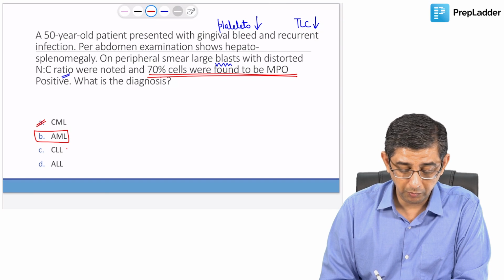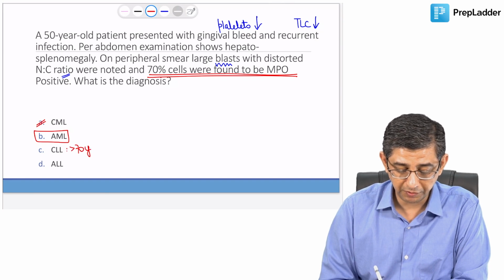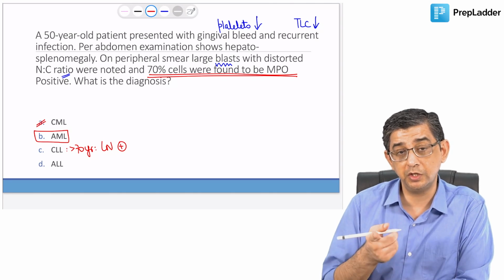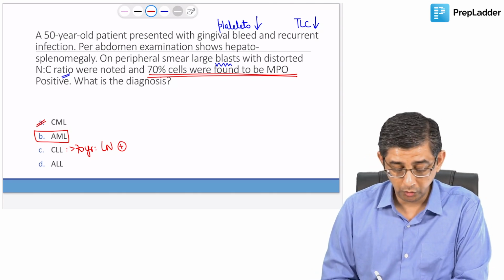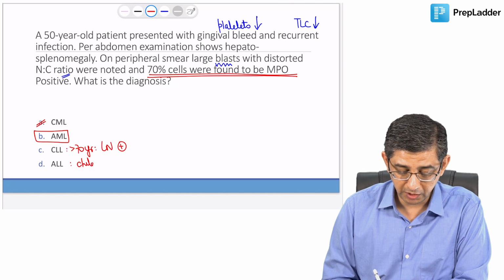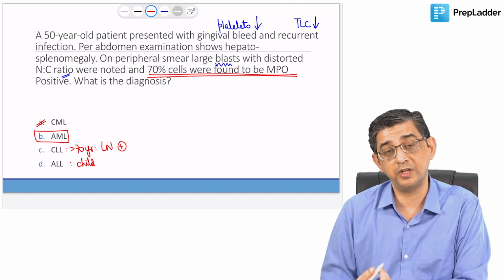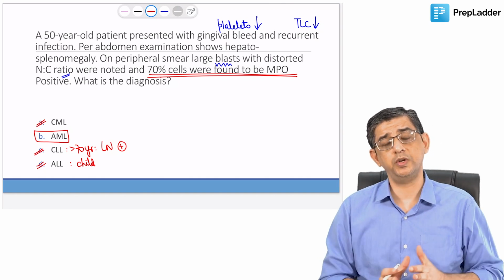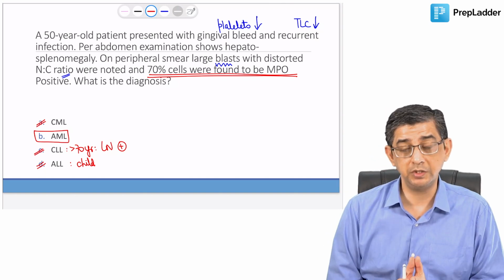Chronic lymphocytic leukemia usually develops after 70 years of age, and the presentation of the commonest blood cancer is lymphadenopathy, whereas in this question it was hepatosplenomegaly. Acute lymphoblastic leukemia will present in a child. You can see in this case the presentation is at 50 years of age. So you can rule out the remaining options by age of presentation itself and just getting the main features right.